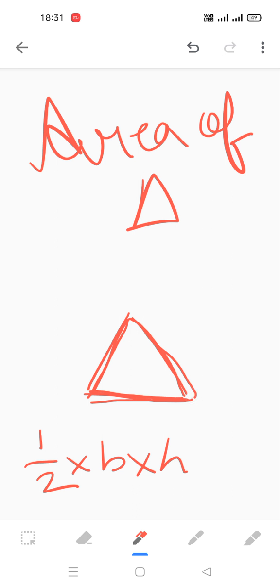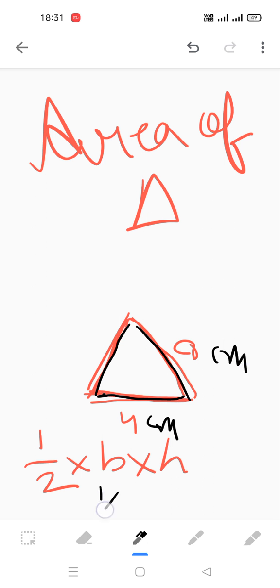Let's suppose your base is 4 and height is 8. This line is your base. If you can't understand, this is your base and these both are your height. So let's suppose the base is 4 cm and the height is 8 cm. Let's do the problem.